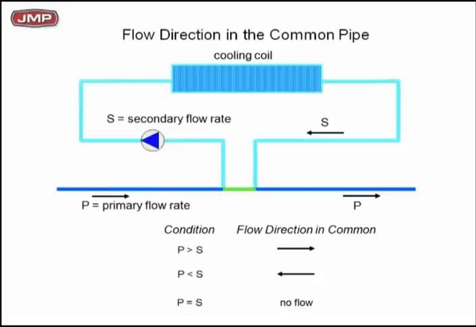So what is the flow direction in the common pipe? If the primary flow rate is higher than the secondary flow rate, then the flow is going to be left to right, as the arrow shows. If the primary flow rate is less than the secondary flow rate, then you're going to have what I call reverse flow in the common pipe, or flow, as your arrow shows, from right to left. If the primary flow rate was exactly equal to the secondary flow rate, you'd have zero flow. That happens very seldom, but it's quite possible if the two are the same.